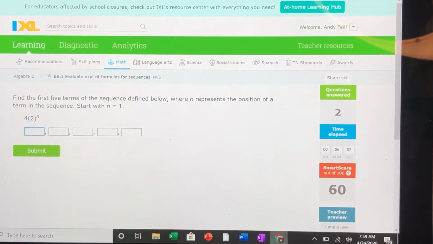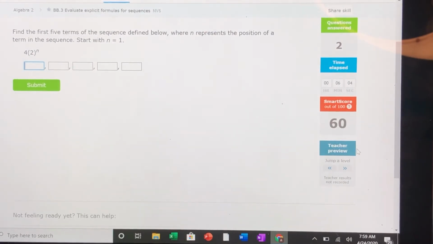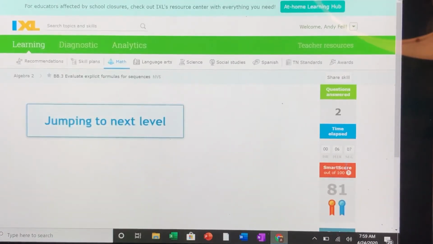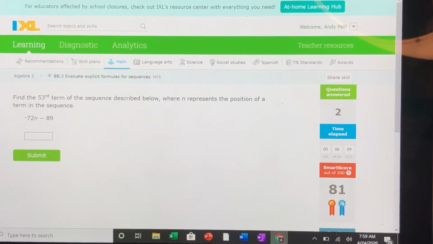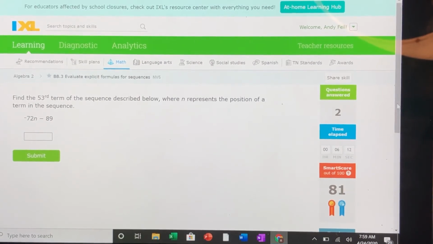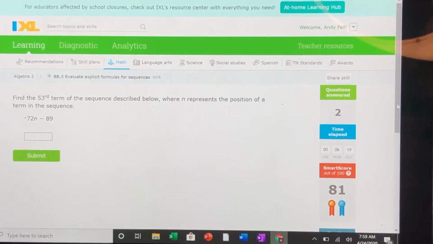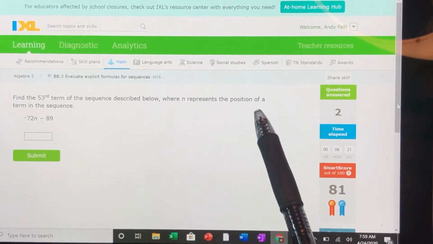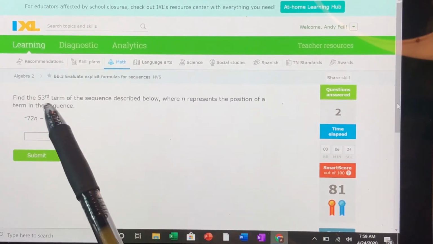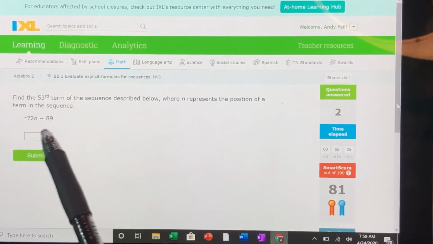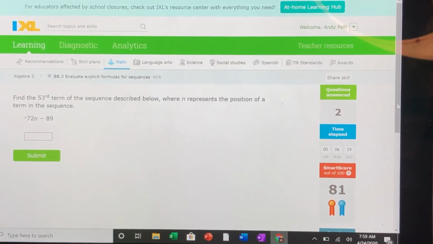Let's jump up one more level and see if we can find some difficult problems. All right, we're already up to 81, so if you can do one where it's on 81, you can certainly get up to 80. This one says, find the 53rd term in the sequence described below. Well, that sounds different. Where n represents the position of the term in the sequence. Well, that just means they only want us to find one term, but they're telling us which term it is. It's the 53rd term. So what do you suppose we're going to plug in for n? That's right, 53. So let's give that one a try.